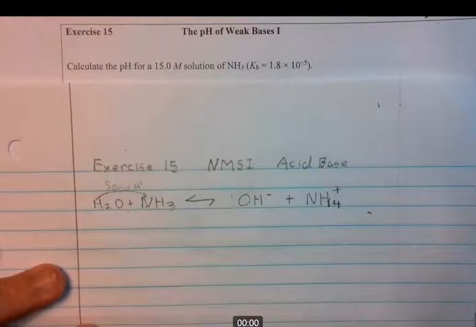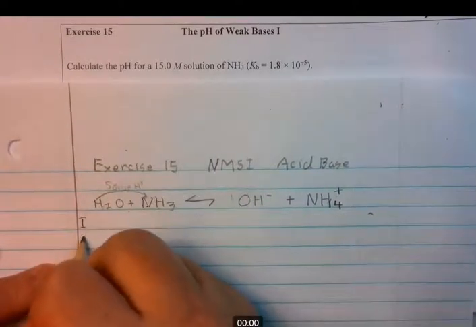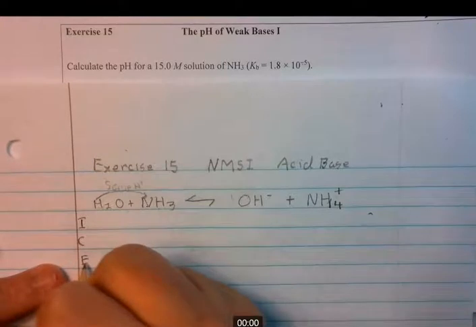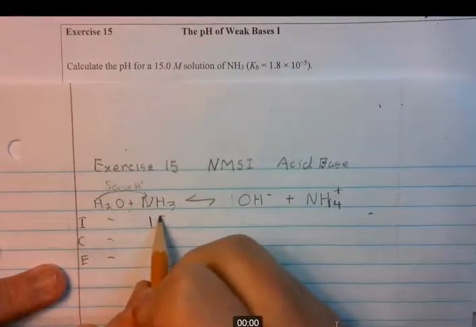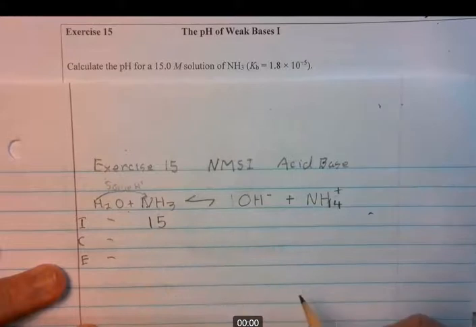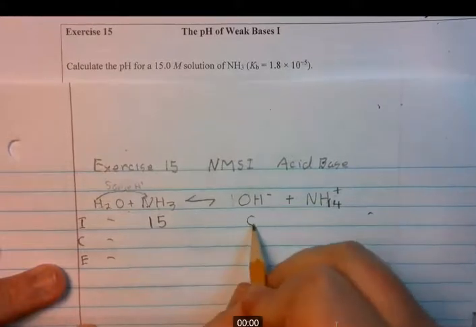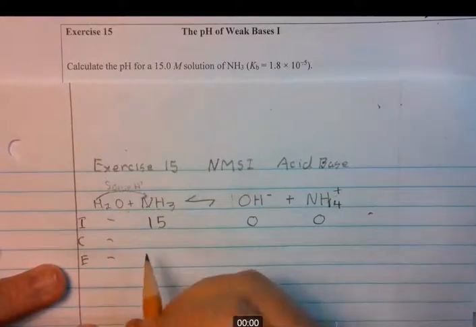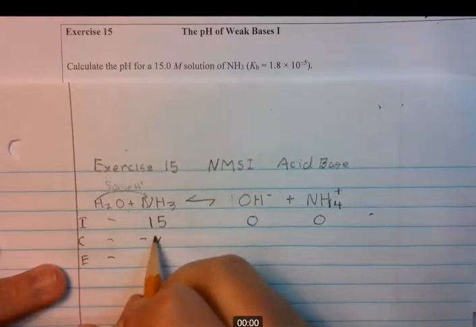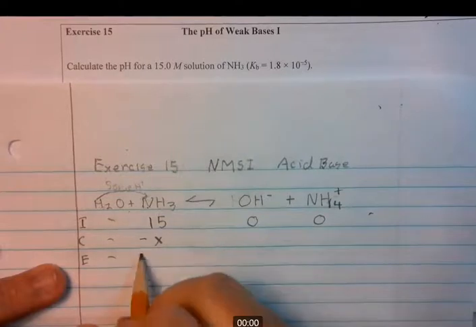Okay, so let's set up an ice table. Once you got the equation, just go ahead and do this. You never include water, so you could scratch those out. And it tells us that it's 15 molar, so this is a 15. And we assume that this is 0 at the beginning, of course. All right, so now you're going to subtract x. See if you can do this now on your own.